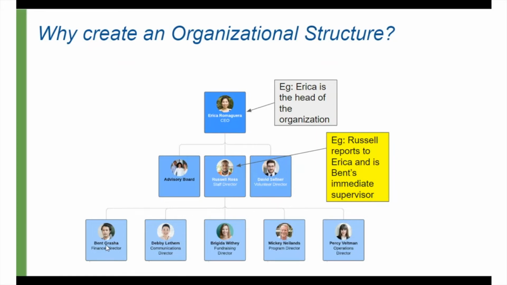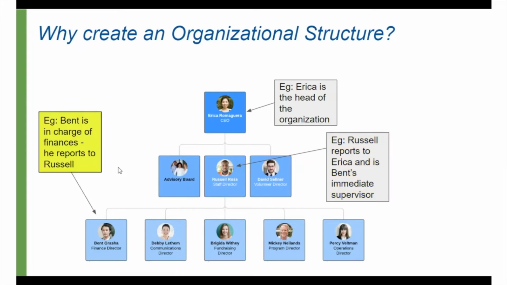And Bent is in charge of the finances. It says he's the finance director. He's responsible for finances. He might have a dozen people under him. But again, he clearly knows what his role is, as does Debbie, communications director, as does Bridget, fundraising director, as does Mickey, program director, as does Percy, operations director. Now, sometimes there will be some overlap, but roles and responsibilities are clearly laid out using this organizational structure.